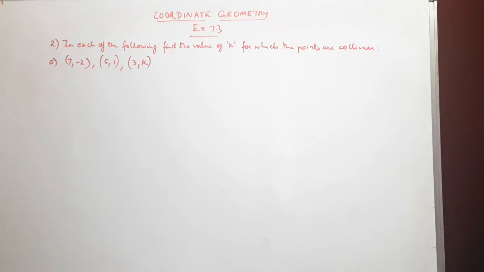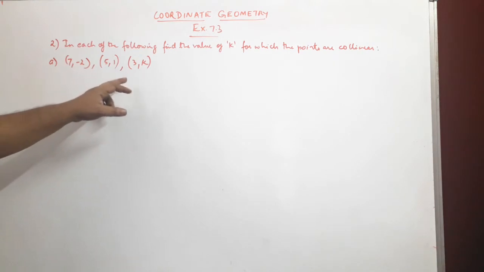Hello students, in this video we will be covering question 2 from exercise 7.3. It says in each of the following find the value of k for which the points are collinear. I will come to the point, discuss what it means by collinear and how we get the value of k. The first problem is 7 comma minus 2, 5 comma 1 and 3 comma k.